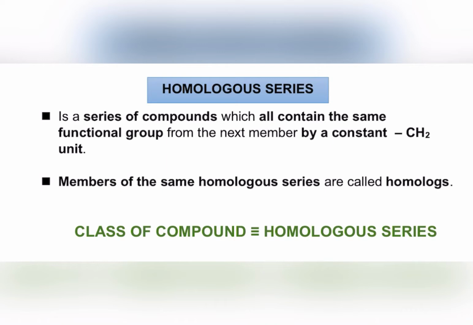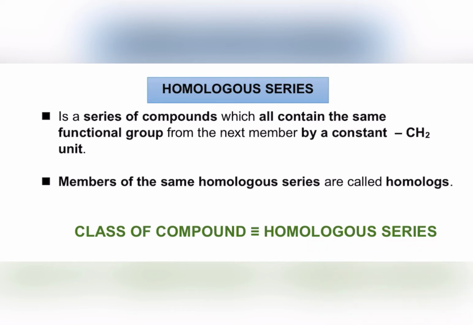Homologous series is a series of compounds which all contain the same functional group and differ from the next member by a constant CH2 unit. So what does this mean? You have to take a look at the chemical formulas of the compounds given, and see if all of them have the same functional group. We call those members of the same homologous series homologs.